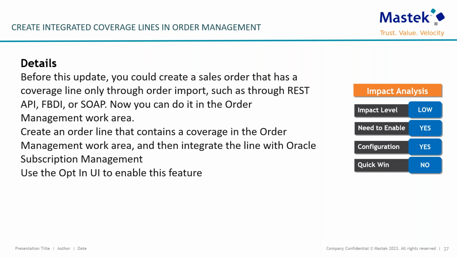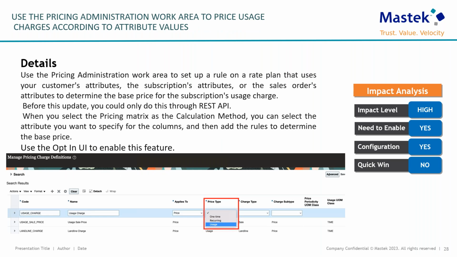Moving further, the next upgrade is related to use the pricing administration work area to price usage charges according to attribute values. Use the pricing administration work area to set up a rule on a rate plan that uses your customers' attributes, the subscriptions attributes, or the sales orders attributes to determine the base price for the subscriptions usage charge. So earlier to this update, they could only do this through REST API.